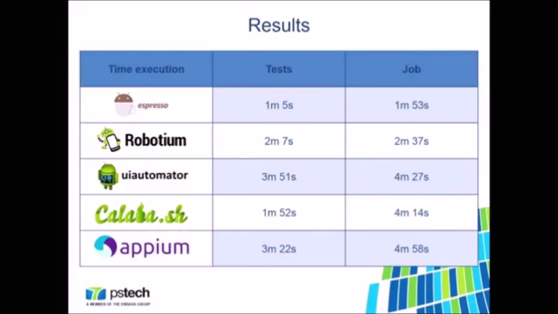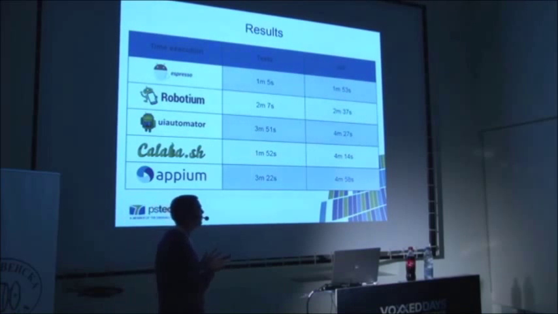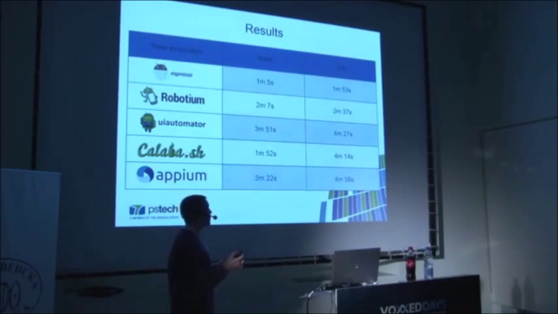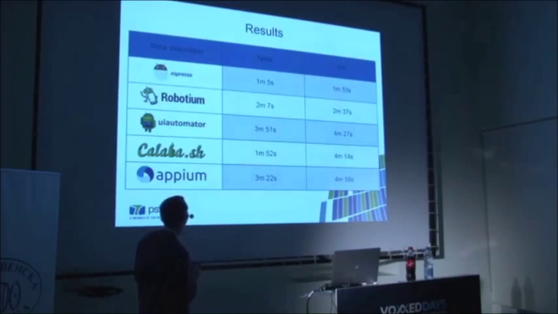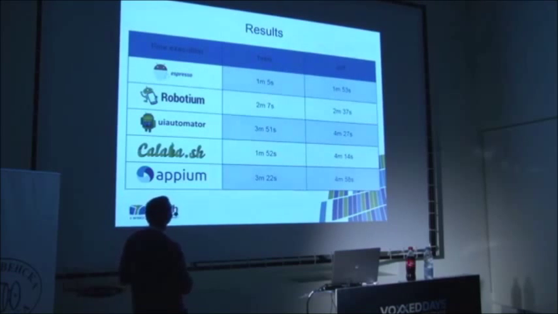Robotium is the third one, and the ratio between the test and the job is pretty much, you're not losing too much time for some steps or events outside of the tests itself. And you can see that your Automator and Appium is taking too long for the test and for the jobs. But when will you choose these frameworks?